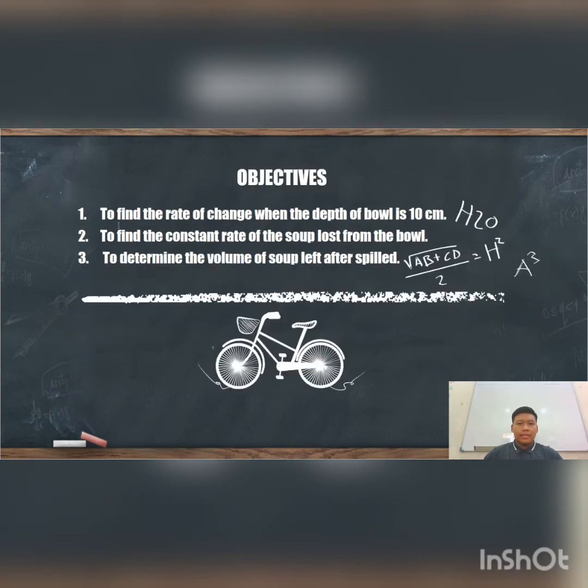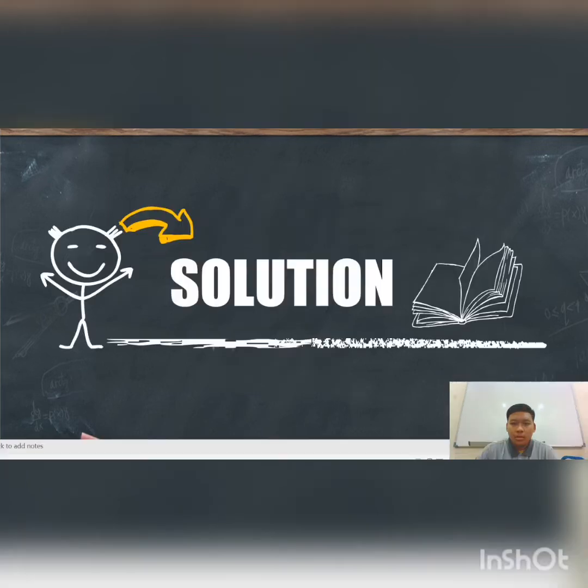Moving to the next slide is the objectives of the question. So the first one is to find the rate of change when the depth of the bowl is 10 cm. Second one is to find the constant rate of the soup lost from the bowl. And the third one is to determine the volume of soup left after the spill.